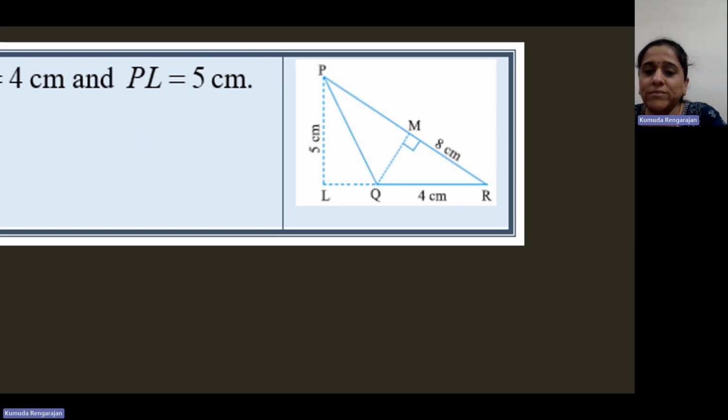Now, QM is an altitude to which side? PR. QM is an altitude because it lands on PR. Now, does the altitude PL touch any side? No, it doesn't touch any side, but it touches a side produced. Which is that?